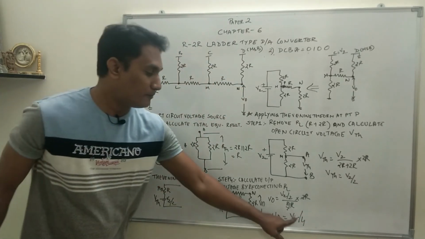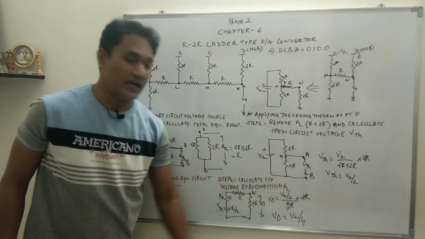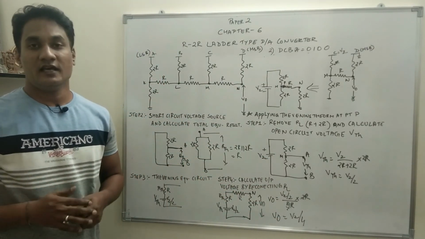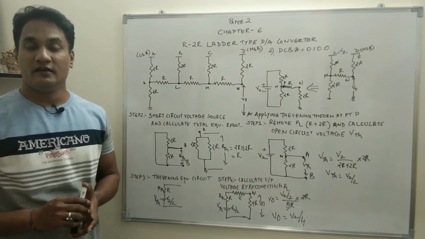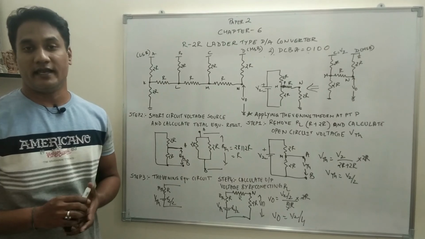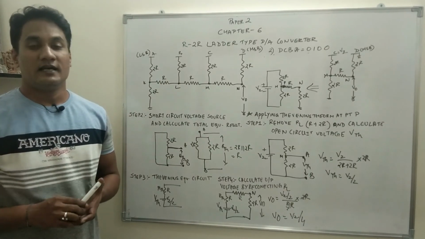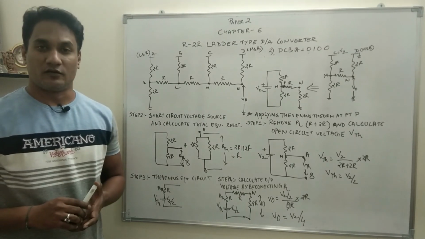So when 1 appears at C, the value is V2 by 4. Similarly, we can write for when 1 appears at B, V3 by 8, and when 1 appears at A, V4 by 16, and that is how the output voltage equation can be calculated.